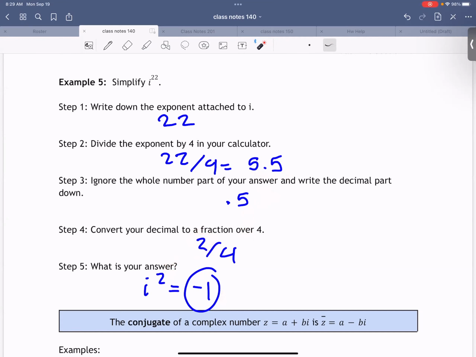Perfect job. Any questions on example number 5? All right, I think there's something like this on your test review, so make sure you're looking at this for your exam. Yeah, I think we have enough time for this.